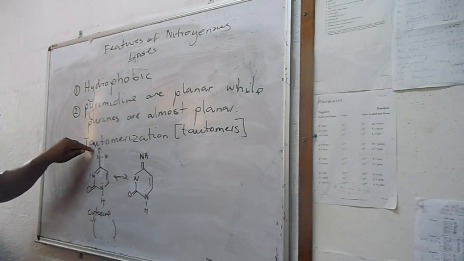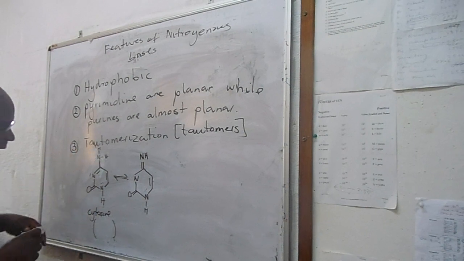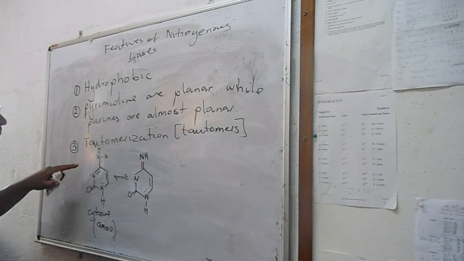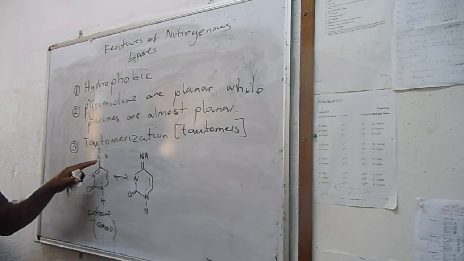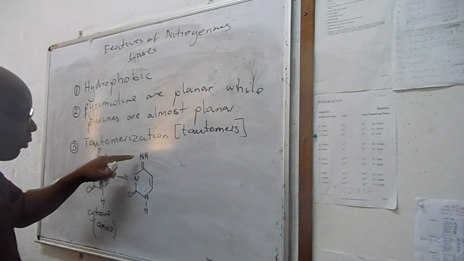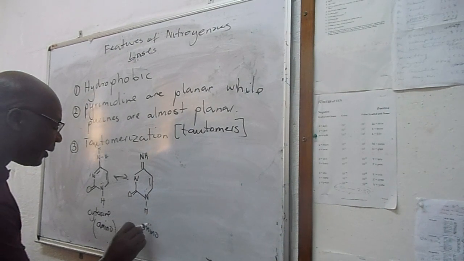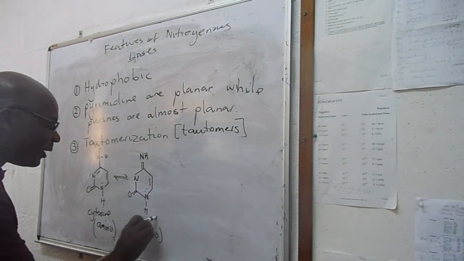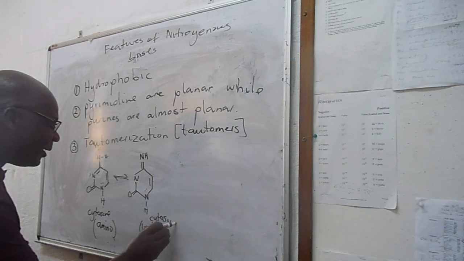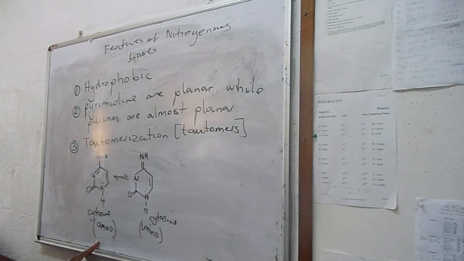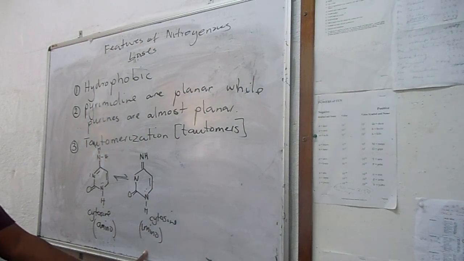But in terms of the minor group, this is an amino form. I'm sorry for that. How can I say that? But in terms of what has been formed, this is an imino form. Okay? It's still cytosine, but in the imino form. So cytosine can exist as an amino form or an imino form.